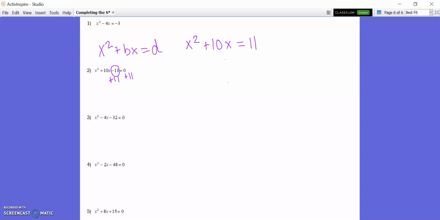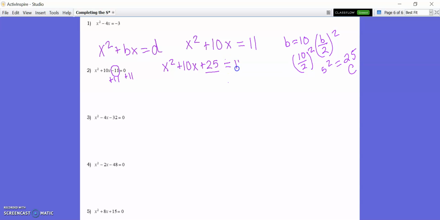From here, I'm going to take my b, which is 10, cut it in half, and square it. So 10 cut in half and squared is 5 to the second power, or 25. So that becomes my c. In my equation, I'm going to rewrite it and insert my c here on the left side, and also insert it over here on the right side.